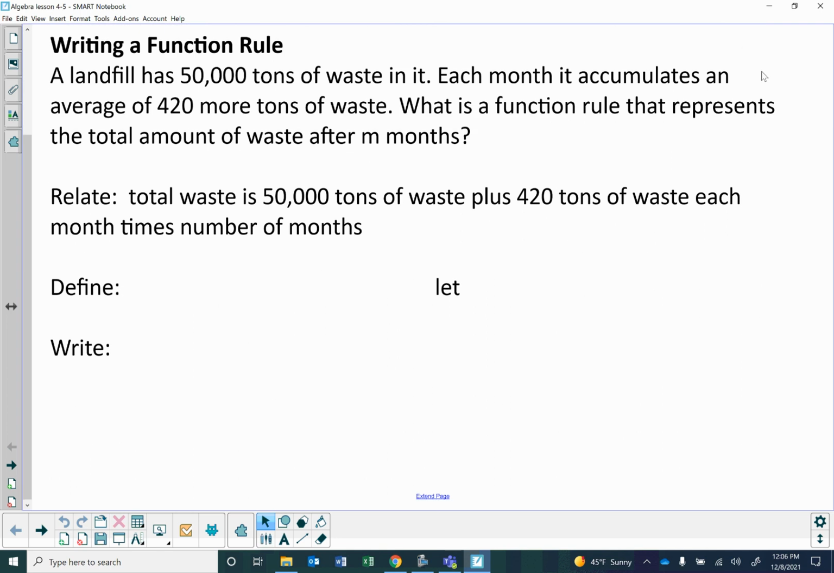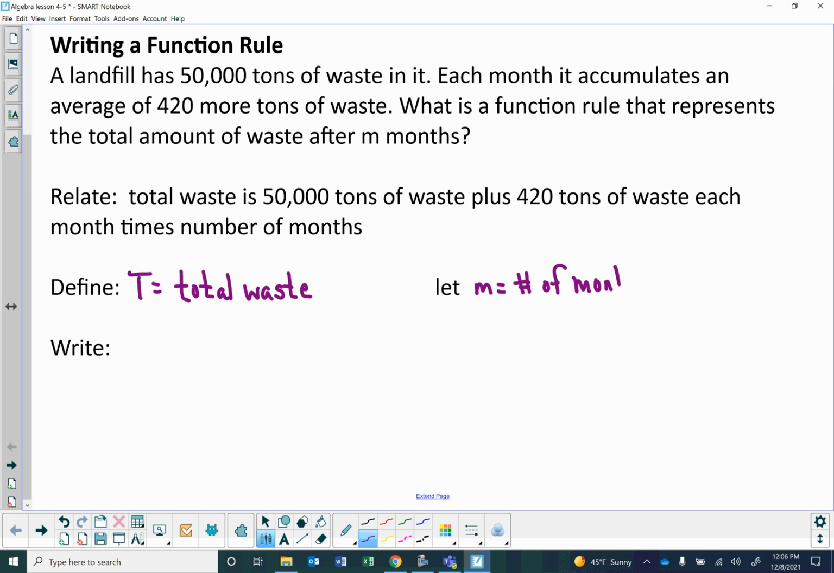So the first thing we need to do is define some variables. So let's let t equal our total waste. Okay, and we're going to let m equal our number of months. So I basically need to write an equation from this.